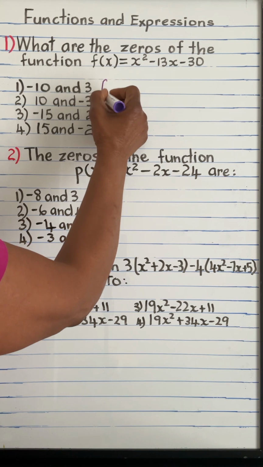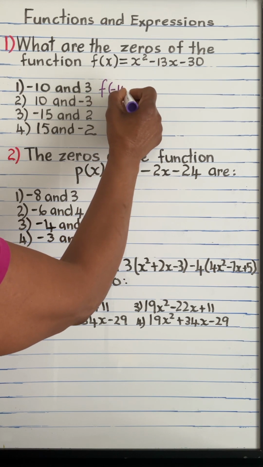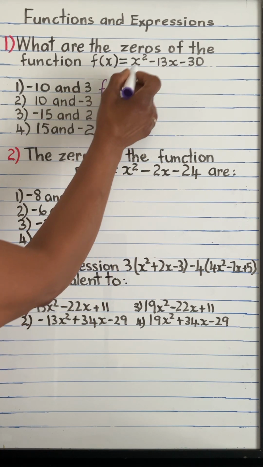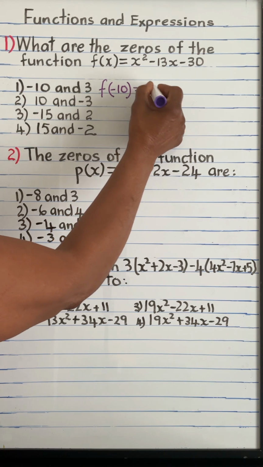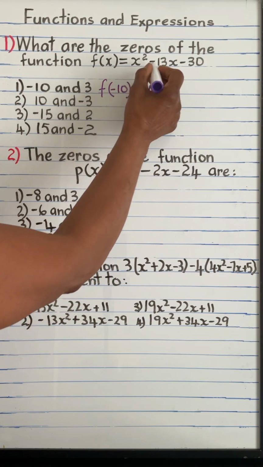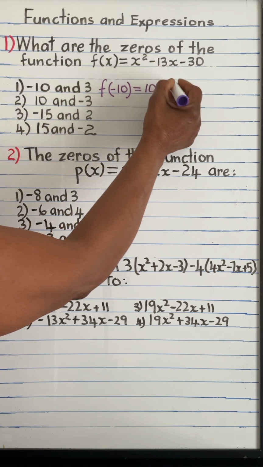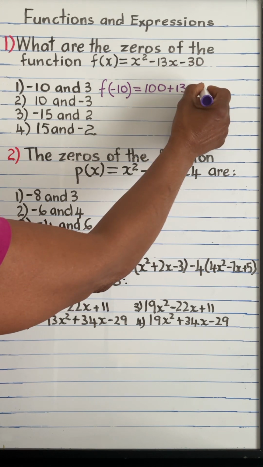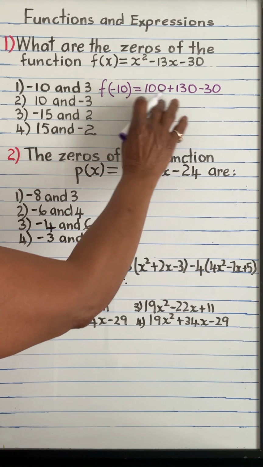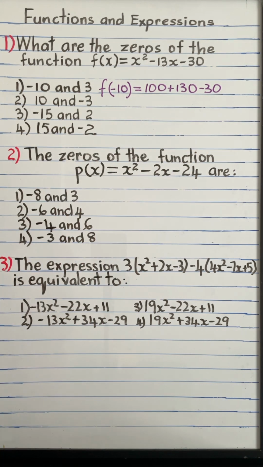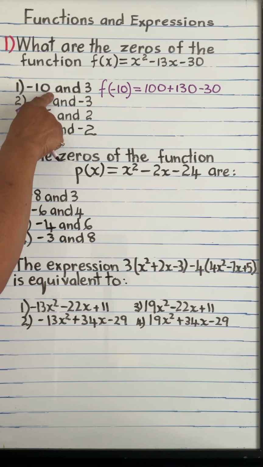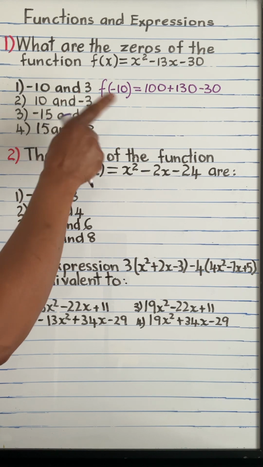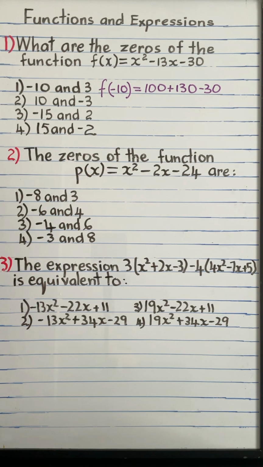So we have f(-10) is equal to negative 10 squared, 100, negative 10 times negative 13, positive 130, and we have this negative 30. So when we simplify that, that is definitely not equal to 0. So if this is not equal to 0, then this is not the set, so we move on to the next one.